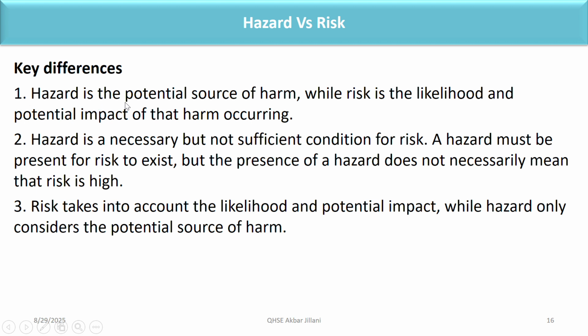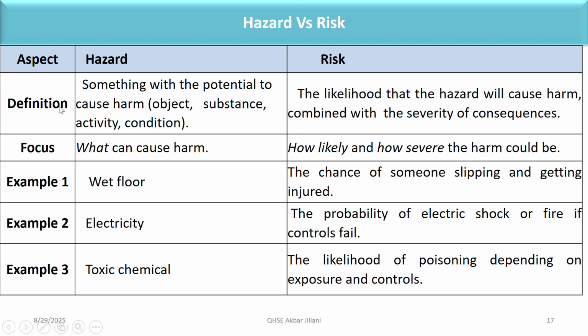Now, key differences: hazard is the potential source of harm, while risk is the likelihood and potential impact of that harm occurring. Hazard is a necessary but not sufficient condition for risk. A hazard must be present for risk to exist. So, for a risk, there will be a hazard. But the presence of a hazard does not necessarily mean that risk is high. Risk takes into account the likelihood and potential impact, while hazard only considers the potential source of harm.